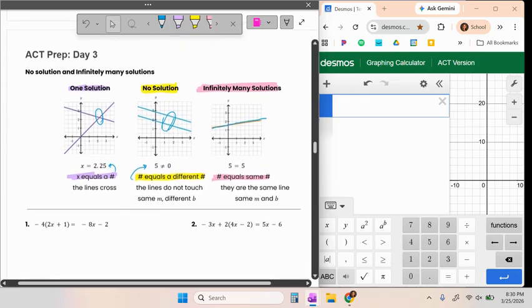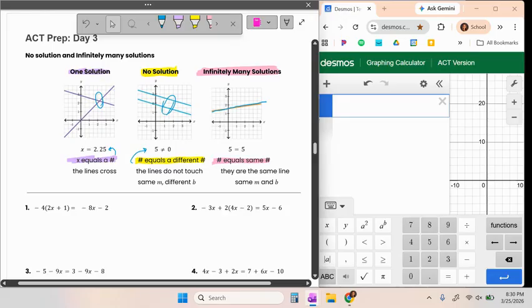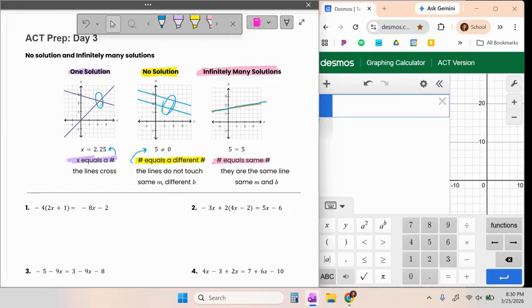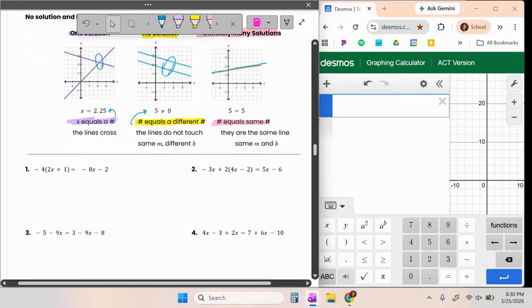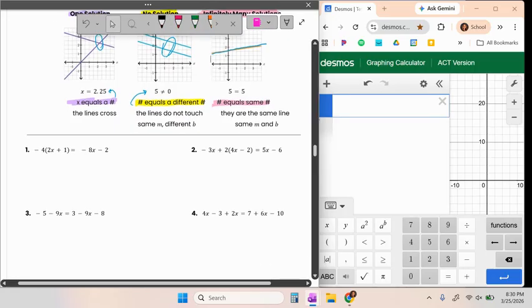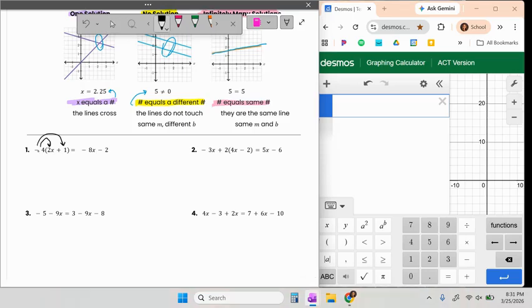Okay, so as we are solving for these solutions, one of these is going to be our answer. One solution, no solution, or infinitely many. So we are going to still try to solve for x for each of these. So let's get started. Number 1, we're going to start by distributing this -4 to both of these numbers.